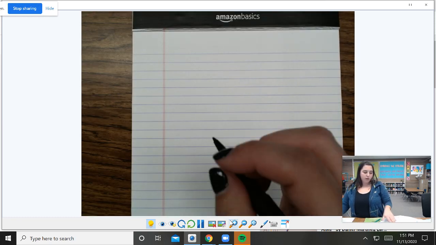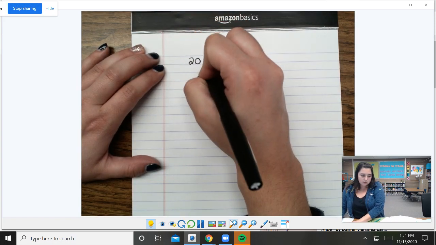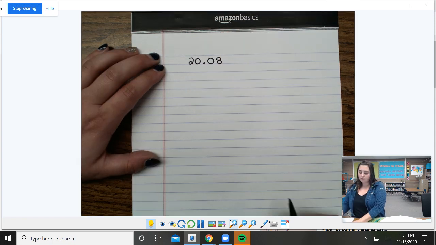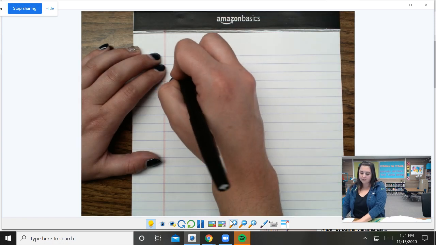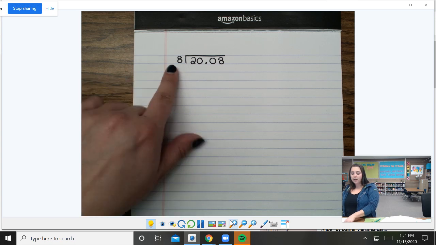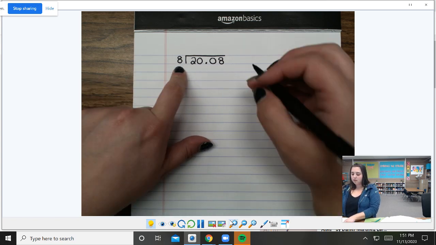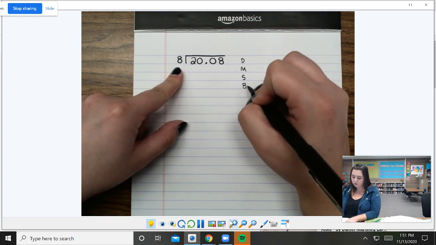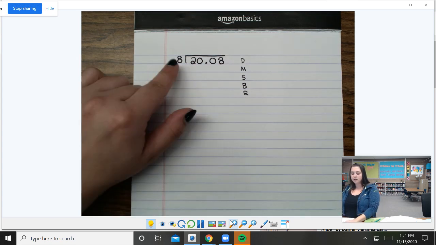Let's solve 20.08 divided by 8. This is one of those ones. It would be nice if I could do this well, because making 8 groups is going to be a lot. And here's my little hint. Dad, mom, sister, brother, rover. I always write it next to it so I don't forget the steps.